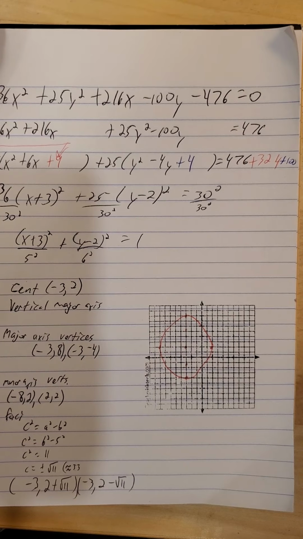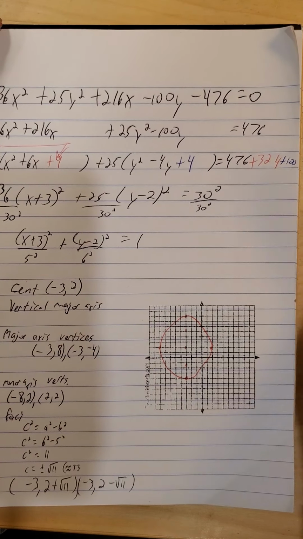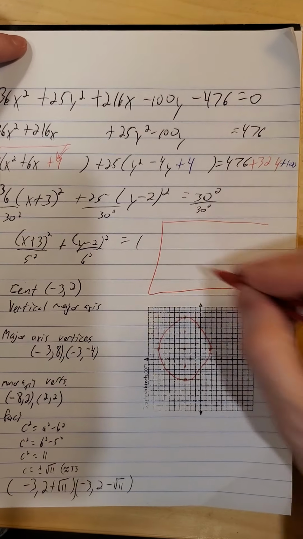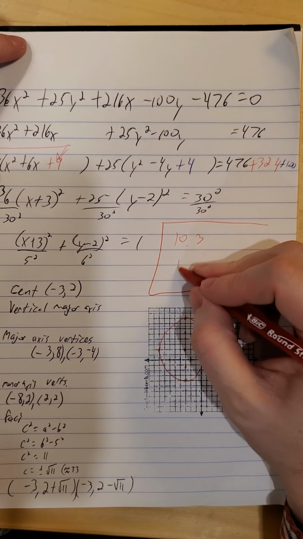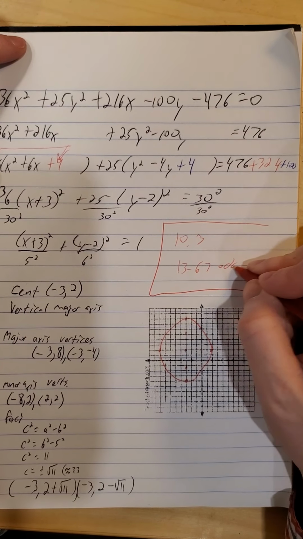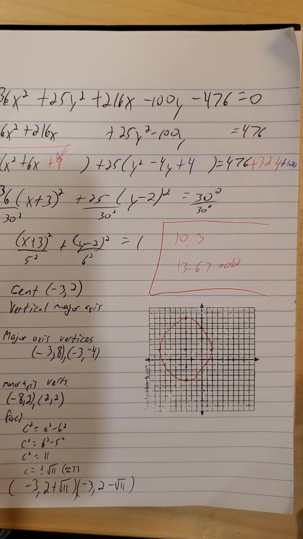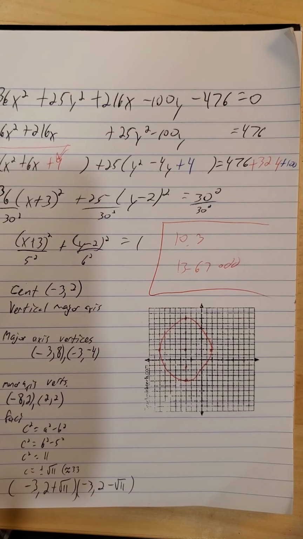Alright, so in section 10.3, the homework problems I would recommend, I would try 13 to 67 on the odds, and I'll try to find a rough equivalent for the MyMathLab fans out there as well.